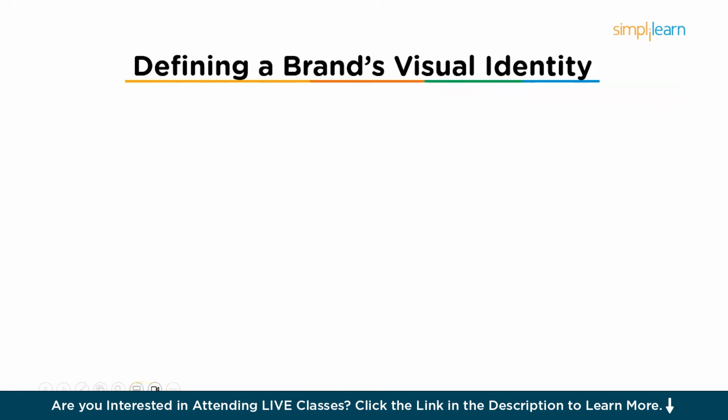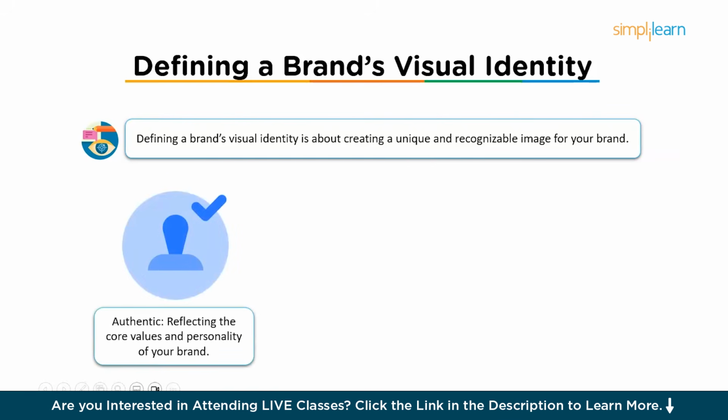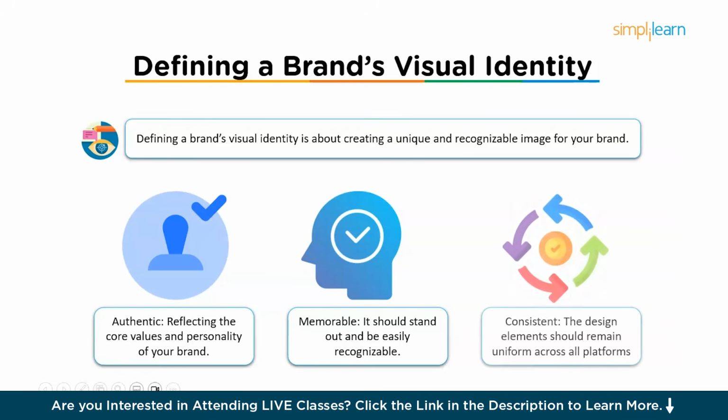So the second one is defining a brand's visual identity. So defining a brand's visual identity is about creating a unique and recognizable image for your brand. It's about making strategic choices in design to communicate the essence of your brand to your audience. So this identity should be authentic, reflecting the core values and the personality of your brand. It should be memorable, it should stand out and be easily recognizable. Then it should be consistent, that is, the design elements should remain uniform across all the platforms.